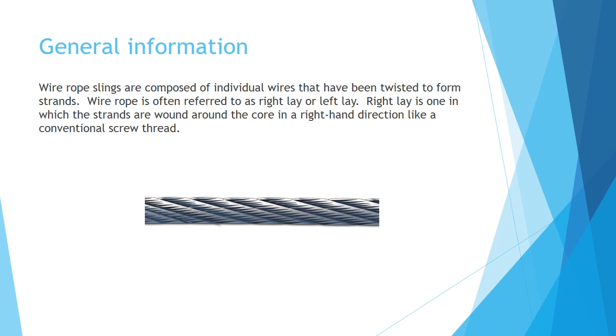Wire rope is often referred to as right lay or left lay. Right lay is one in which the strands are wound around the core in a right-hand direction like a conventional screw thread.